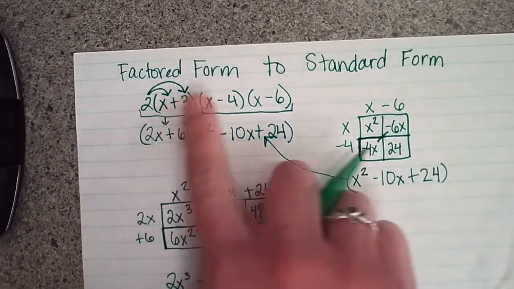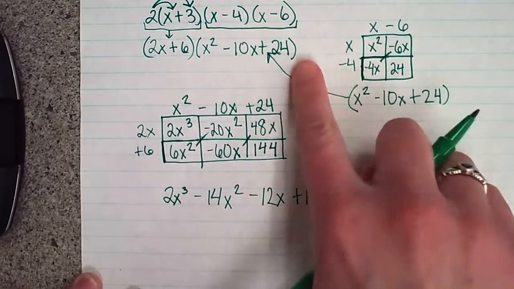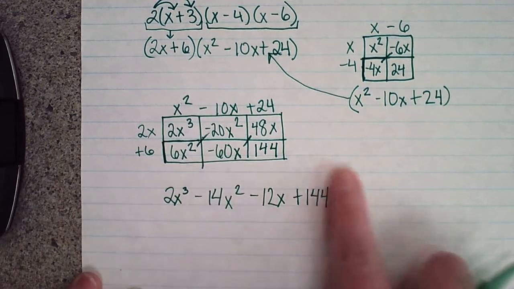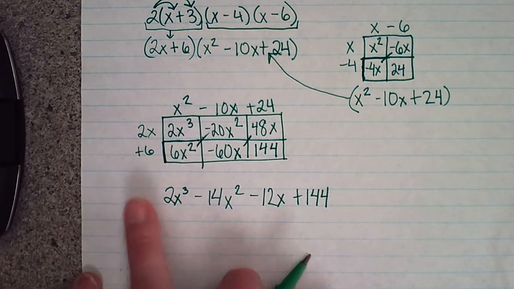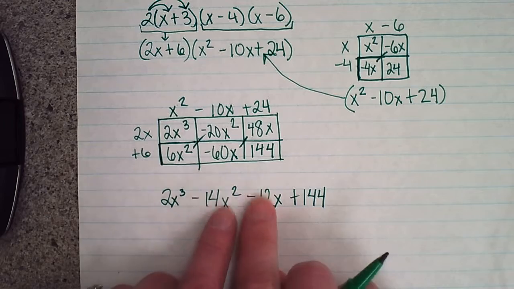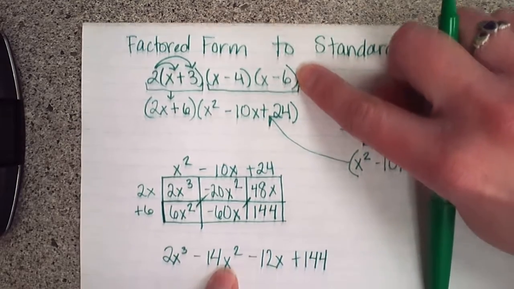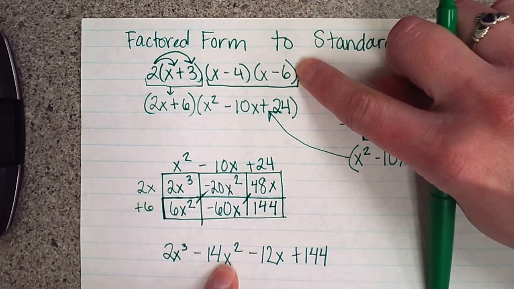Okay, I went from factored form, multiplied using the box method 2 times plus the distributive property, and then this is my standard form. They are equivalent. If I were to graph this equation and this one, you would see that the polynomials create the same graph.